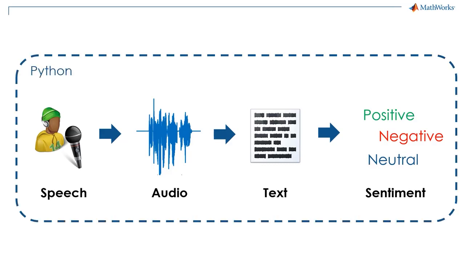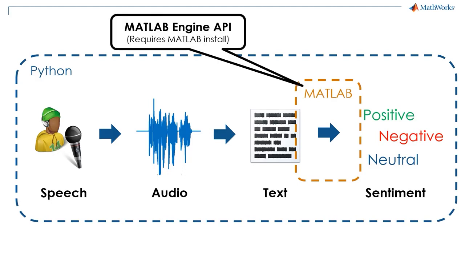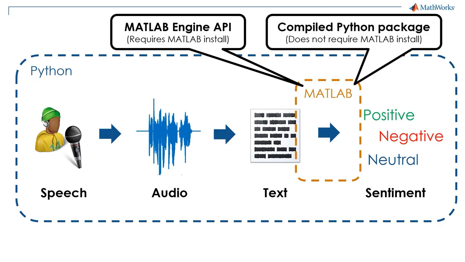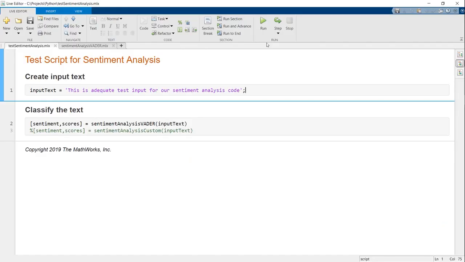Suppose I'm doing all my development in Python, but my colleague already has MATLAB code to perform sentiment analysis on text. Instead of rewriting code or finding a new solution, I want to still use the MATLAB code for sentiment analysis and do the rest of my work in Python. There are two approaches for calling MATLAB code from Python. The first is to use the MATLAB Engine API for Python, which requires a MATLAB install. The second is to use MATLAB Compiler SDK to compile a Python package that does not require users to have a MATLAB install. Let's first see our MATLAB code.